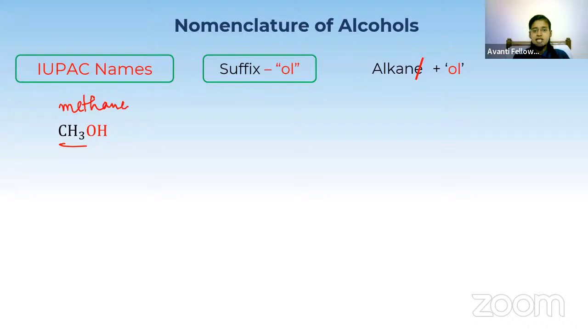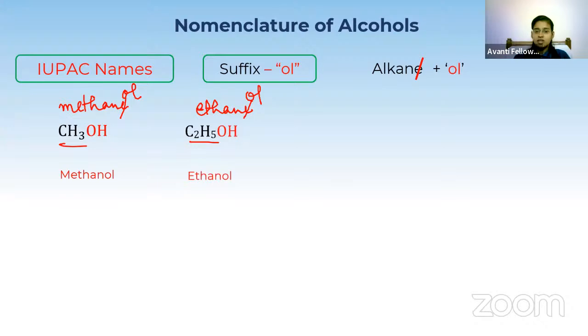It is called methane. If I replace this E by OL, what will I get? Methanol. So the name of the compound is methanol. And here C2 means 2 carbon, means ethane. If you replace the E by OL, it is called ethanol. Okay. And the third compound.